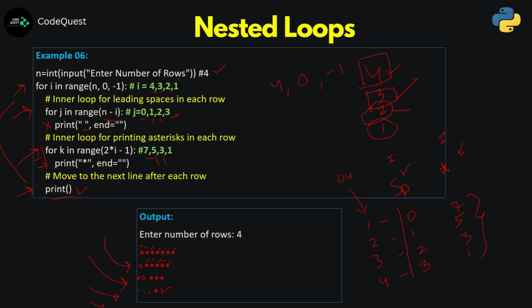But when we move back to the I loop now, because it has reached the last value, the entire nested loop is going to stop here. As a result, we have got 0 space 7 asterisk, 1 space 5 asterisk, 2 spaces 3 asterisk and 3 spaces and 1 asterisk to the last. And this is how we are able to get this pattern.